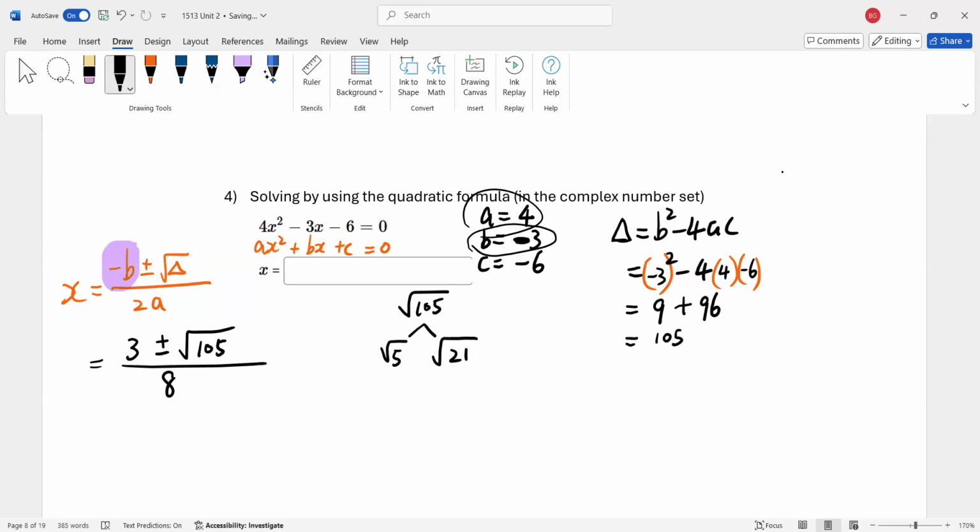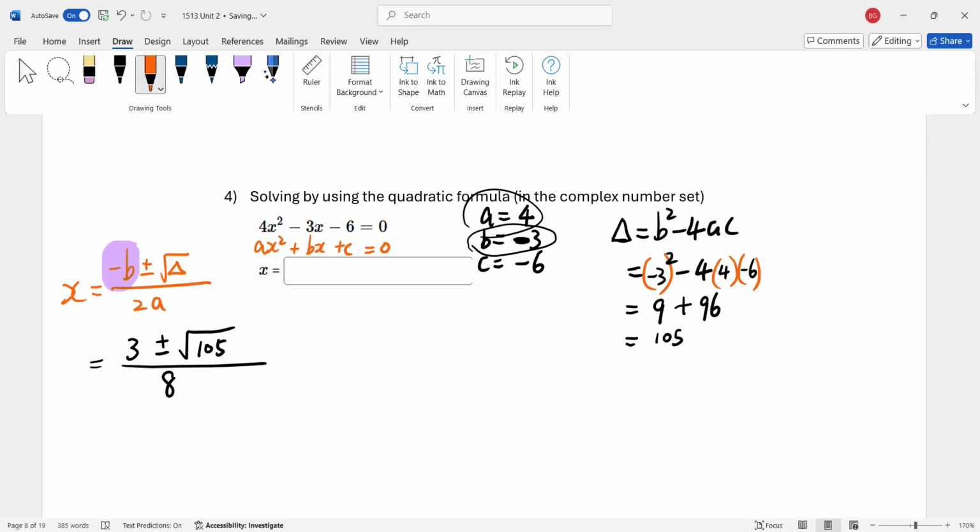And root 21 is root 3 times root 7. So root 105 is root 5 times root 3 times root 7. There's nothing we can simplify. The square root is already simplified. That's how we know. We analyzed. We figured out there's nothing we can simplify. So it's going to stay like that, all right? And we got the solutions. You can leave this, I don't mind.